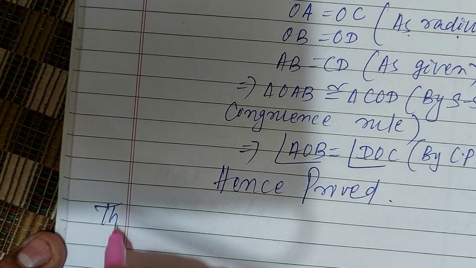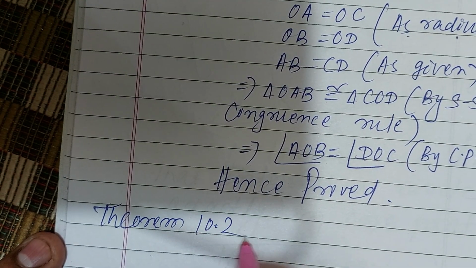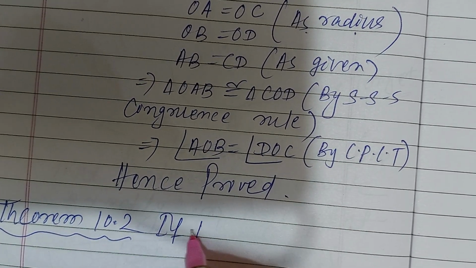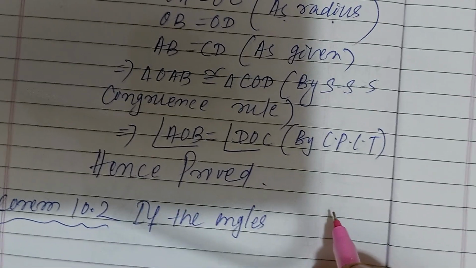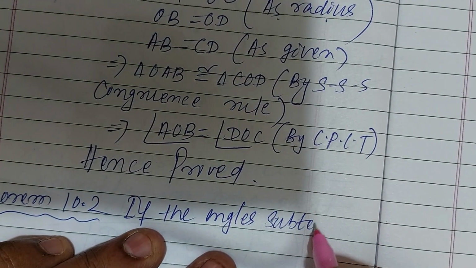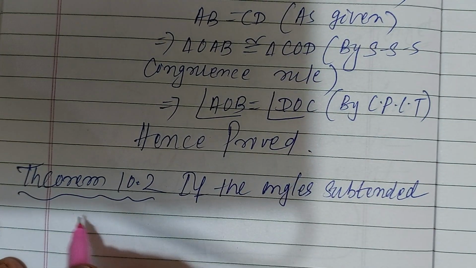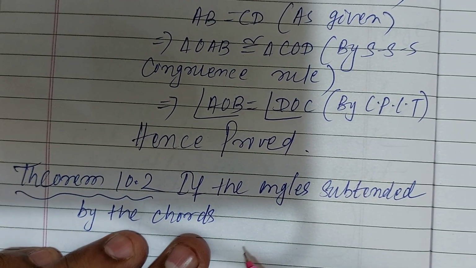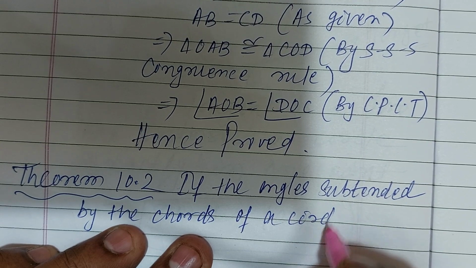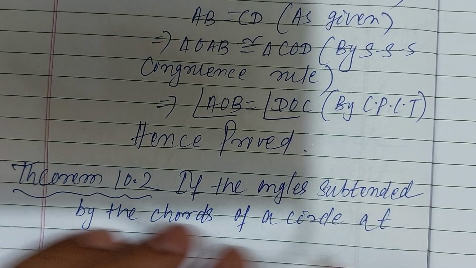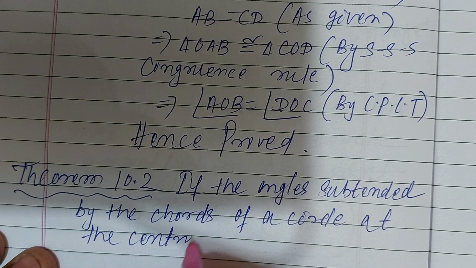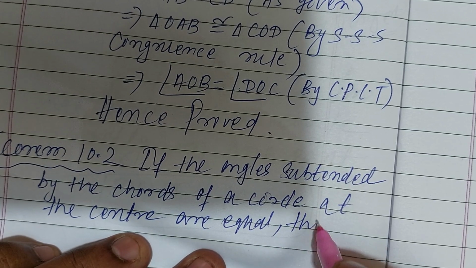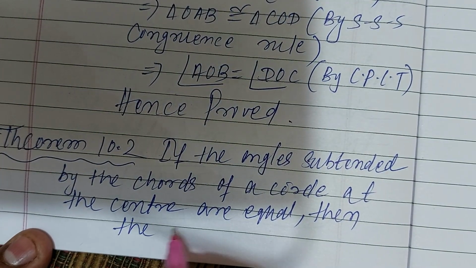Theorem 10.2, just opposite to 10.1. If the angles subtended by the chords of a circle at the center are equal, then the chords are equal.